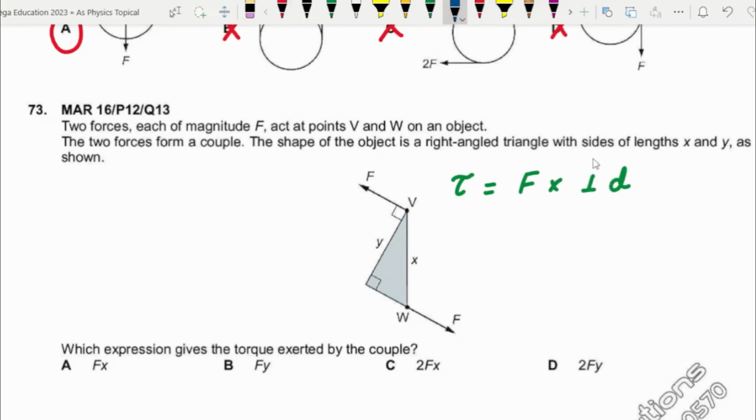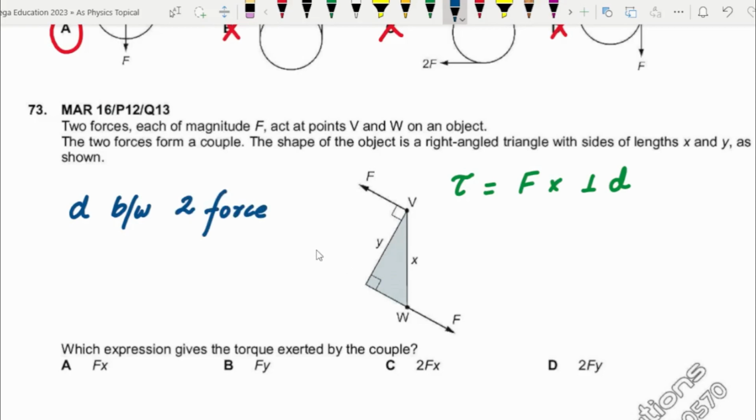For a couple, we take the distance between the forces, not the distance of a force from the pivot. For a couple, we take the distance as the distance between the two forces. Always keep this in your mind: perpendicular distance between the two forces.